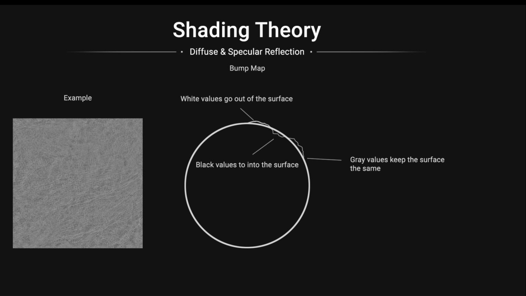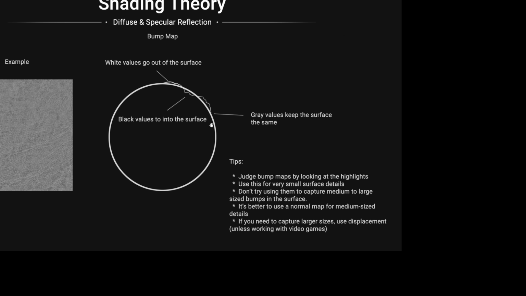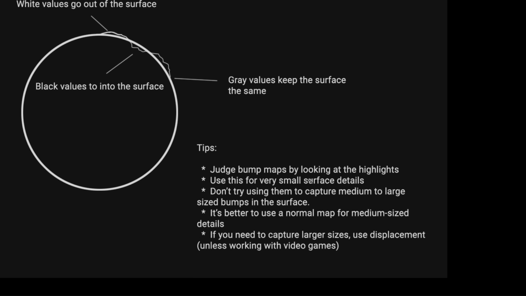Anyway, I have a few tips on this. One tip here is to judge your bump map by looking at the highlights. The main purpose for bump maps is to break up your highlights and to add very small detail. That's bigger than roughness, but still very small in general. Also, don't try using a bump map to capture medium to large size details. It just doesn't work very well. And it's also better to use a normal map for medium sized detail and a displacement map if you're trying to do larger size details.